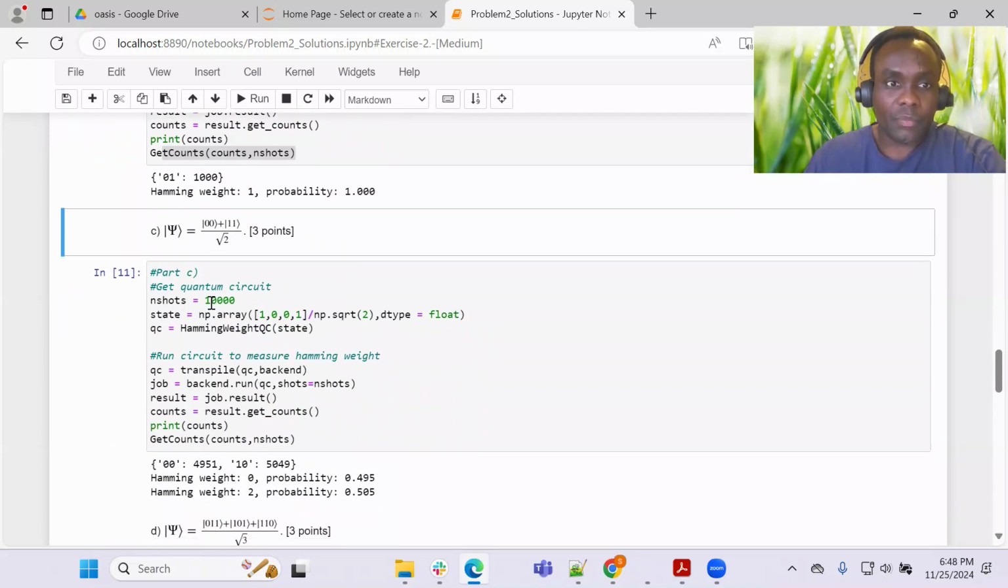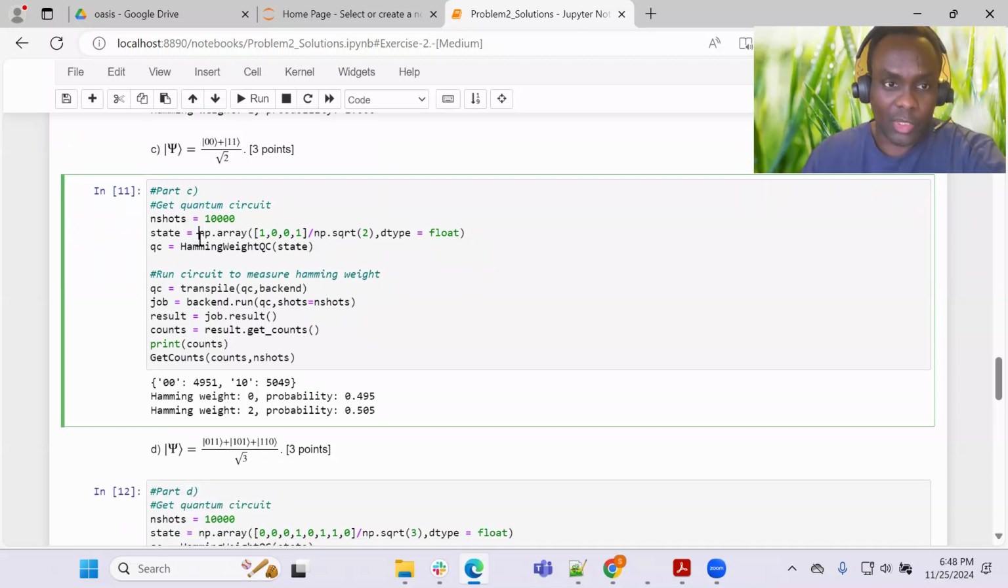C, the input state is a little bit complicated. It's 0, 0 plus 1, 1 over the square root of 2. This is also worth 3 points. Now, once again, as before, get the quantum circuit. Number of shots is 10,000 here. You can use 1,000. It doesn't matter.